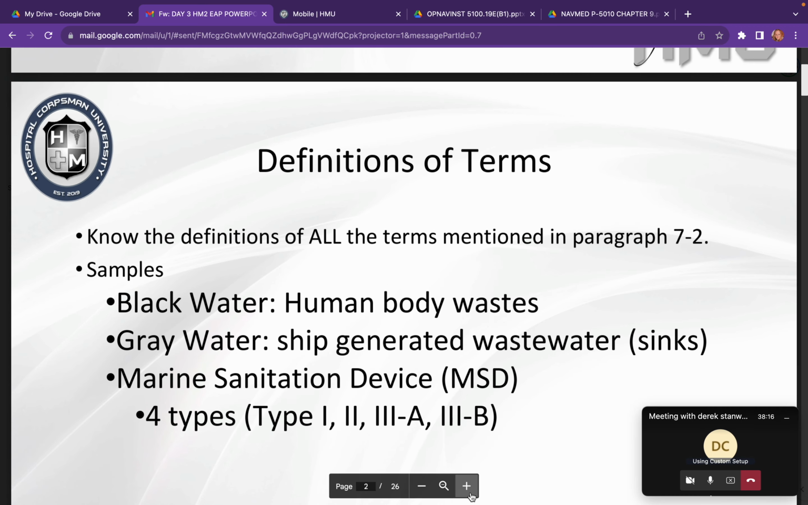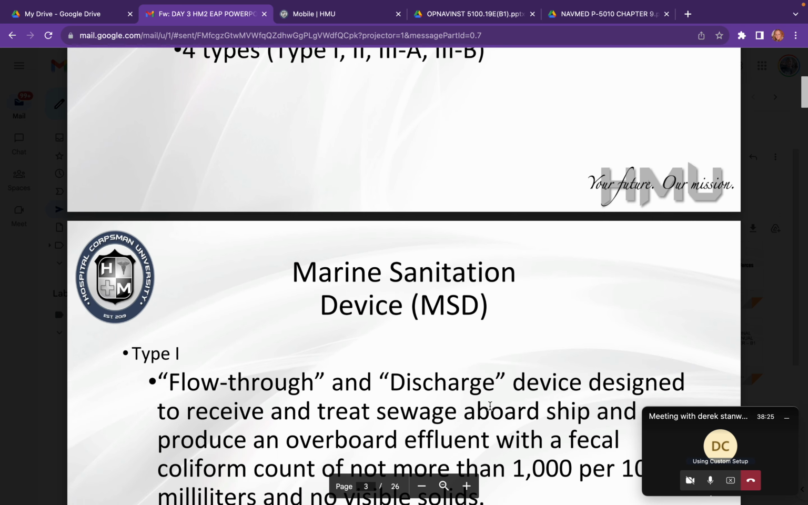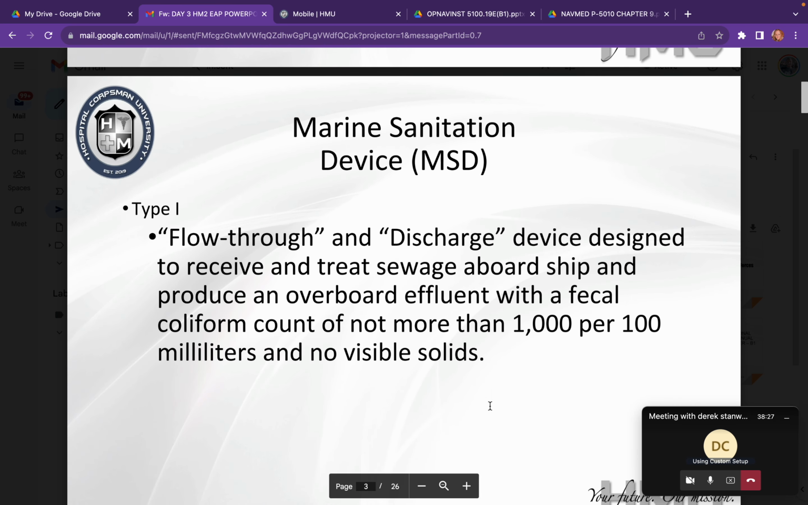Your type 1 is a flow through and discharge device designed to receive and treat sewage aboard ships and produce an overboard effluent with a fecal coliform count of not more than 1,000 per 100 milliliters and no visible solids.